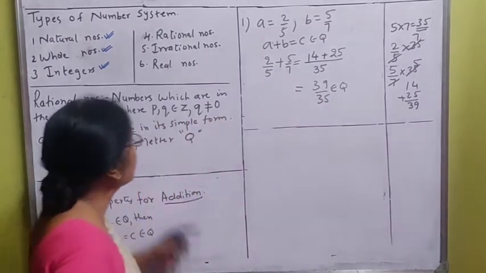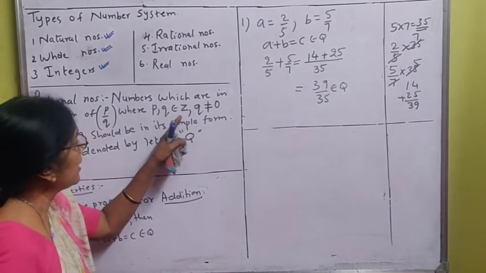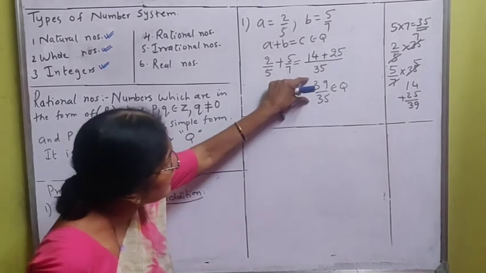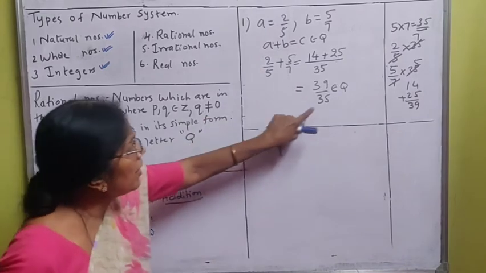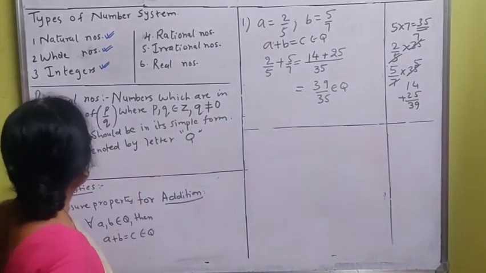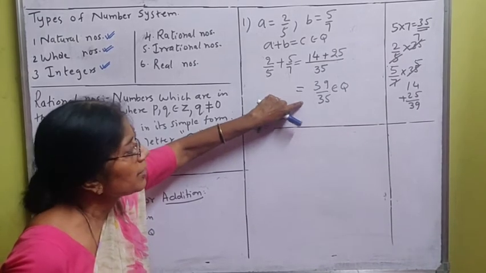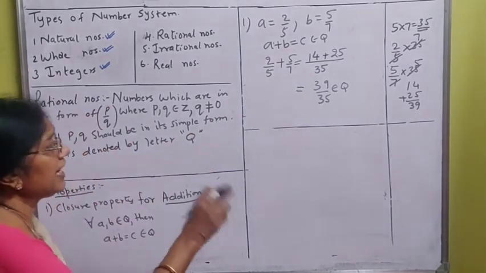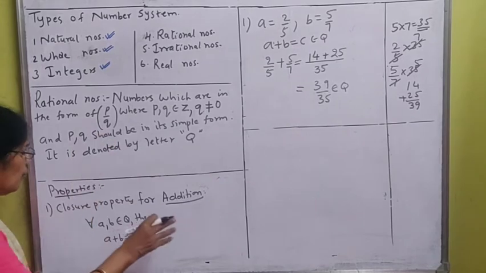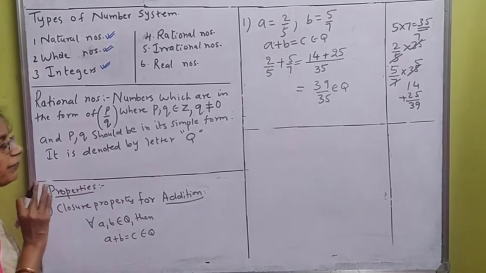Means you have to check the three properties. P and Q belong to Z. Both are integers. Q is not equal to 0. Yes, Q is not equal to 0. Are they in simple form? Yes. 39 and 35 cannot be reduced. So it is in the simple form. So first example is true for the closure property for addition.